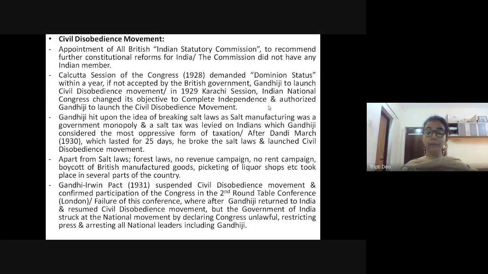So he began the civil disobedience movement by breaking the salt tax, by doing the Dandi March and producing the salt himself. So that meant that you are questioning the authority. So his movement was, in a way, if you can see, very moderate but very powerful in its impact. Apart from salt laws, the forest laws, no revenue campaign, no rent campaign, boycott of British manufactured goods, picketing of liquor shops, etc., took place in several parts of the country under the civil disobedience movement.